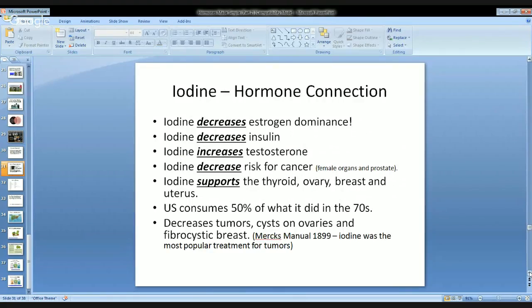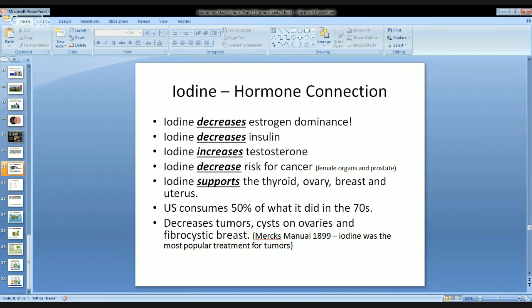All right, so let's go right into the solution, now that you're done being depressed. It's one little amazing mineral called iodine. Iodine decreases estrogen dominance. Awesome. Iodine decreases insulin and helps insulin resistance. Iodine increases testosterone. Iodine decreases the risk for cancer. Iodine supports the thyroid, the ovary, the breast, and the uterus. So that's really, really cool.